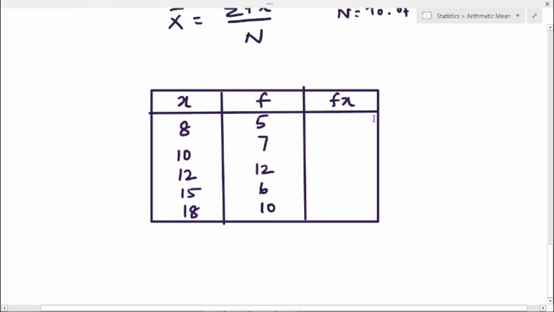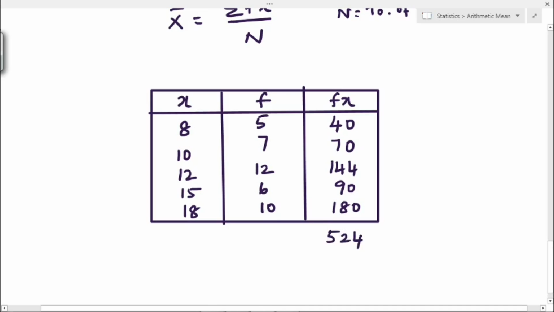And we have to find f into x, so we multiply these two values. First 8 into 5, that is 40. Next 10 into 7, 70. Third value 12 into 12, 144. Next 15 into 6, that is 90. And 18 into 10, that is 180. So we have to find the total of this. If you add all the values, you will get 524.